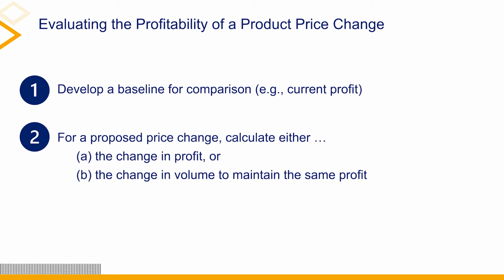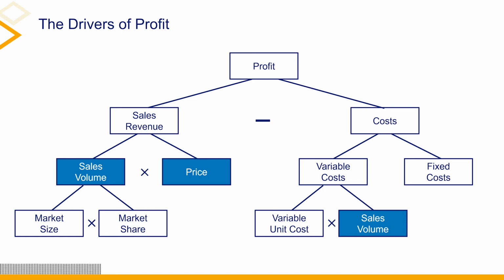Step 2, for a proposed price change, calculate either the change in profit or the change in volume required to maintain the same profit. For example, for a price decrease, how much would sales volume have to increase to profit from a price reduction? And for a price increase, how much could sales volume decline before a price increase becomes unprofitable?